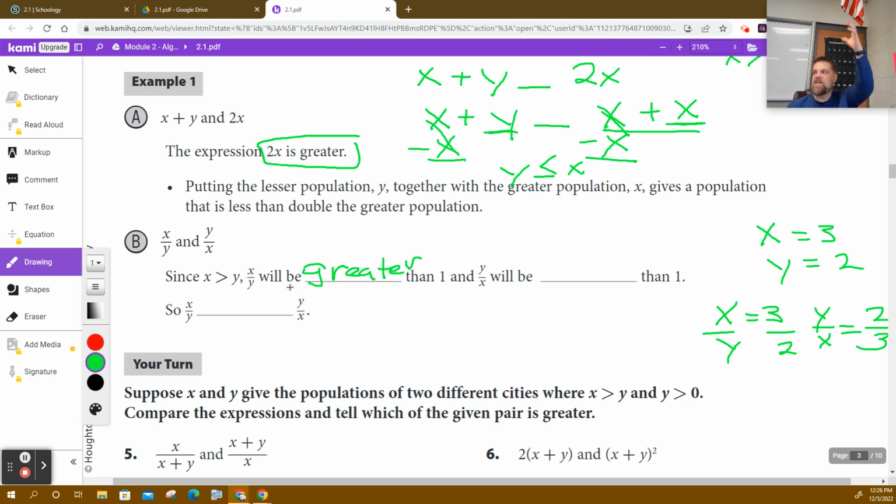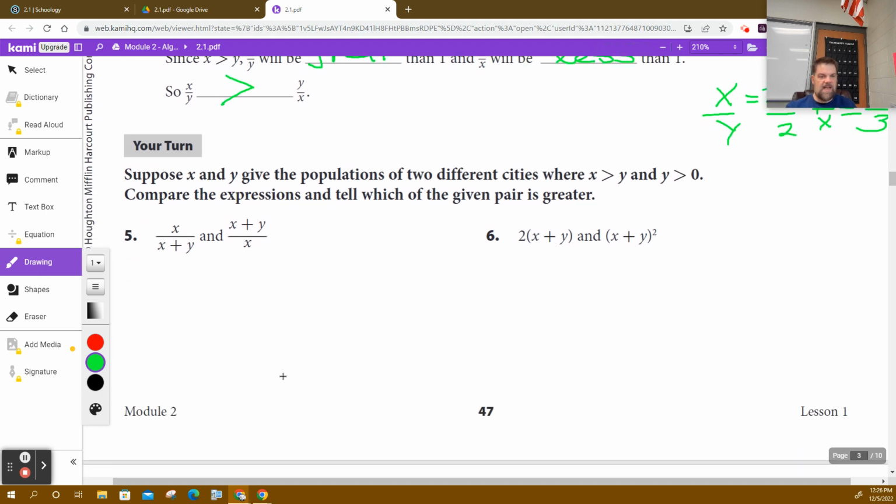So whenever you have a number on the top that's bigger than the number on the bottom, you're going to get a number greater than 1. Now this one's going to be less than 1 because the number on the top is less than the number on the bottom. And remember, you're dividing the numerator by the denominator. So if this is greater and the other one's less than, then we would say x over y is greater than y over x.